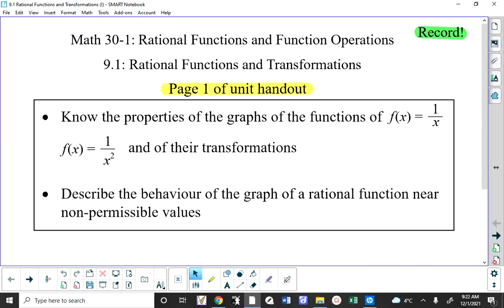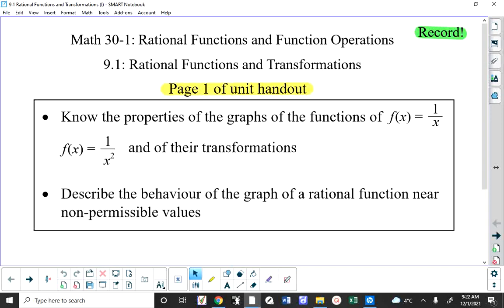In this unit, we're dealing with two things. We're dealing with rational functions, which is chapter 9. And then we're dealing with something called function operations, which is chapter 10. So on page 1 of your unit handout, we're going to be dealing with section 9.1 today, which deals with rational functions and transformations. The first item of interest here is that you need to know everything there is to know about y equals 1 over x as a graph.